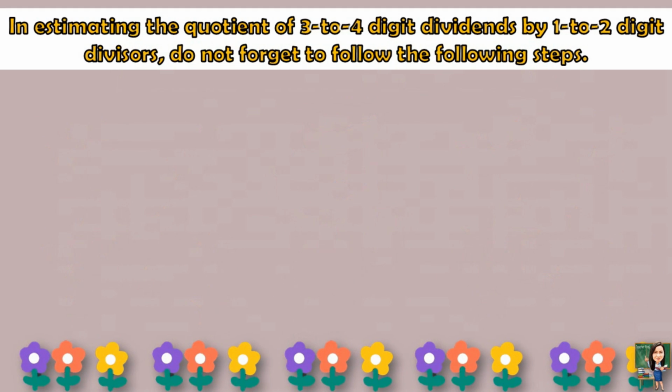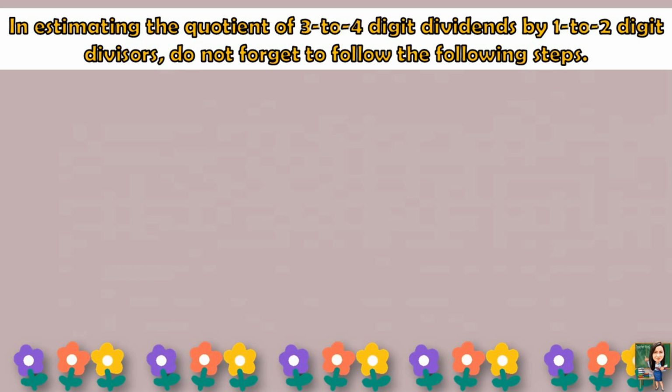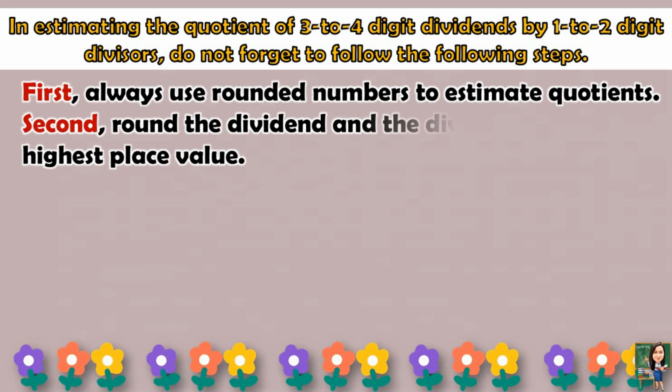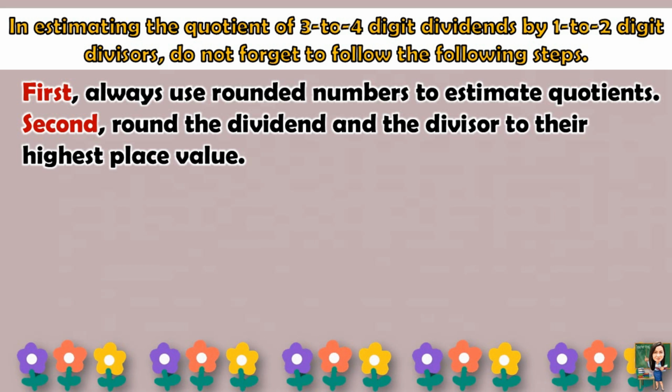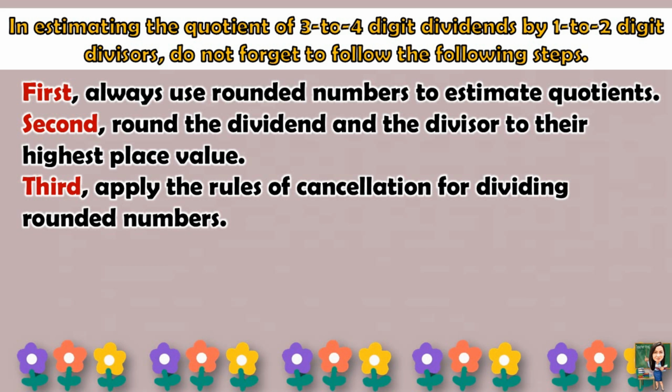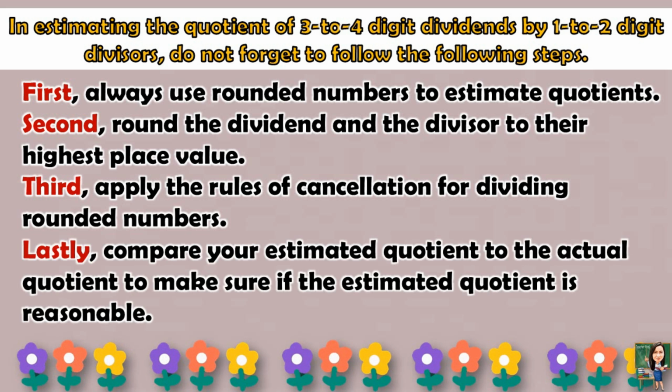Remember, in estimating the quotient of 3 to 4 digit dividends by 1 to 2 digit divisors, do not forget to follow these steps. First, always use rounded numbers to estimate quotients. Second, round the dividend and the divisor to their highest place value. Third, apply the rules of cancellation for dividing rounded numbers. Lastly, compare your estimated quotient to the actual quotient to make sure the estimated quotient is reasonable.